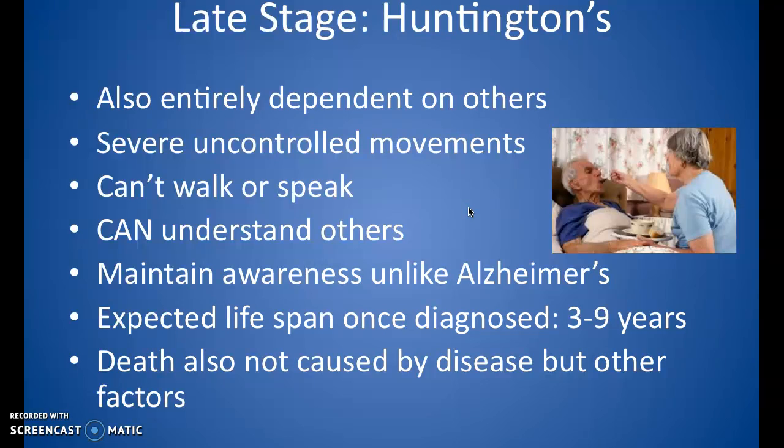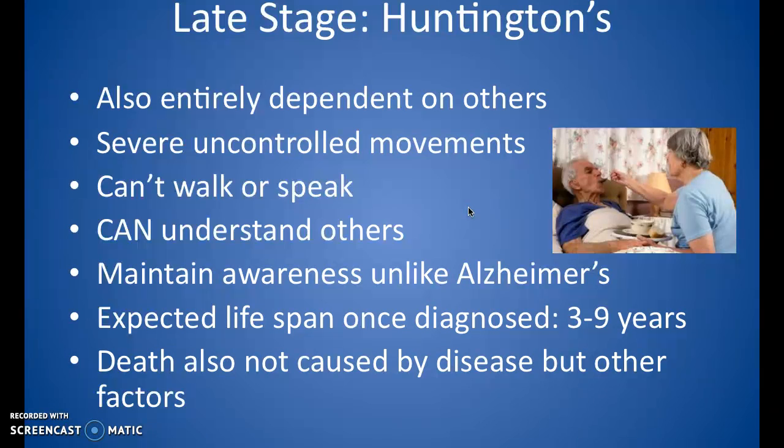In the late stage of Huntington's disease, the affected individual is completely dependent on others for their care, like in Alzheimer's. Jerky, uncontrolled movements may be severe, or they may cease altogether. At this point, the affected individual can no longer walk and will be unable to speak. However, he or she is typically able to understand others and retain a sense of awareness of their loved ones.